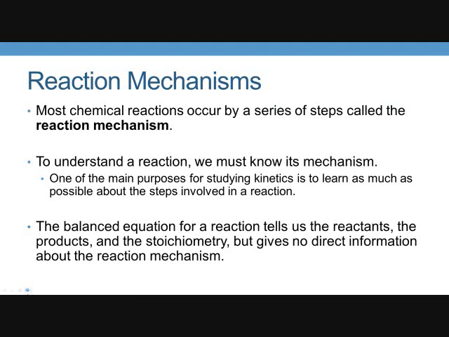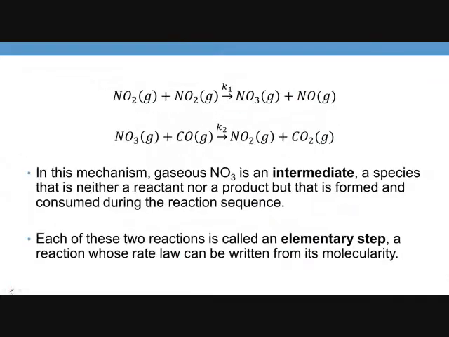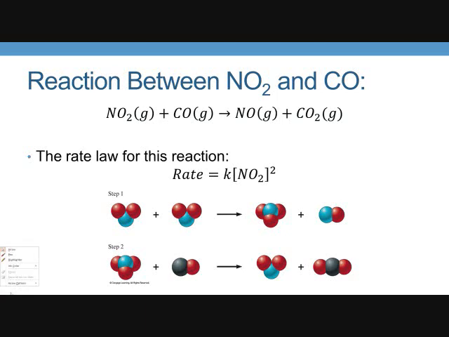The balanced equation for a reaction tells us the reactants, the products, and the stoichiometry, but it does not give us any direct information about the reaction mechanism. Remember, when we were first learning about rate laws, you cannot infer that a coefficient is the order of the rate law. So, for example, this reaction between nitrogen dioxide and carbon monoxide produces nitrogen monoxide and carbon dioxide. The rate law for this reaction shows that it is a second order reaction. Second order, because it has the 2 right there.